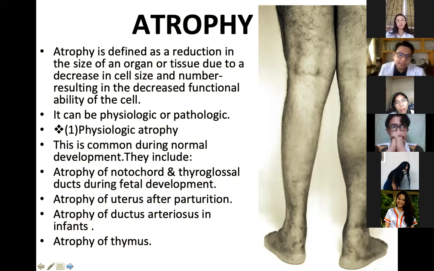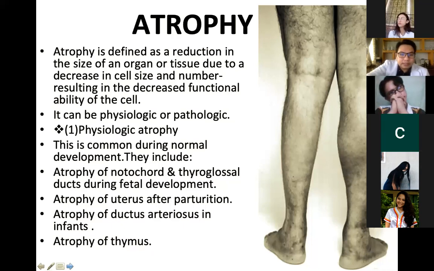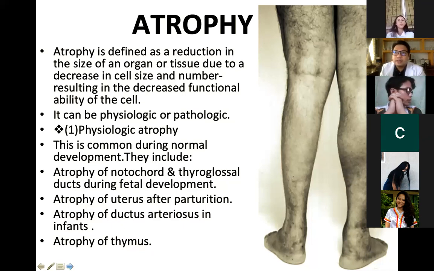For physiologic atrophy, class, it's common during normal development. They include, okay, atrophy of the thymus, ductus arteriosus in infants, uterus after parturition, okay, giving birth. Diba? The size of the uterus will accommodate the developing fetus. Maging baby siya. After nanganak, after parturition, the uterus, babalik siya sa normal size niya. So, atrophy of the uterus after parturition.